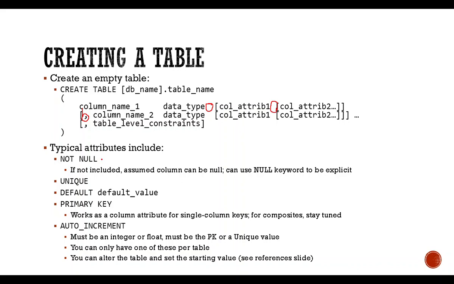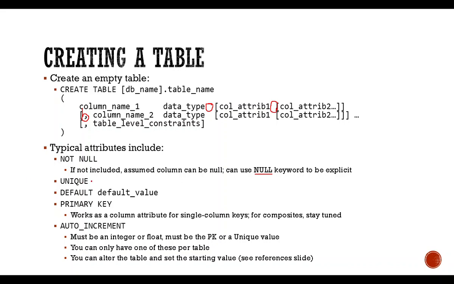So if you wish to, you can say you want to make the column not nullable, and then the user can't skip the data, they have to include it. Also, if you want to be explicit, you can use the keyword null for columns that you want to specifically allow to be null, or you can simply not include the attribute at all, and the default is going to be that they're nullable. So not null or null.